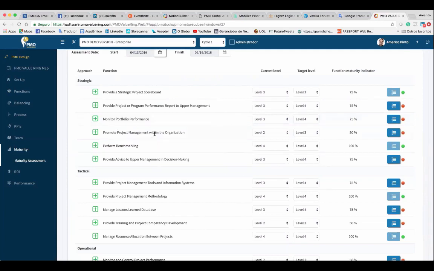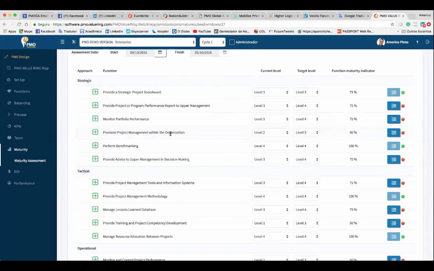Promote project management within the organization. It's something strategic by definition because you are dealing with all levels of the organization. Benchmarking is also strategic because you are trying to evolve your organization as a whole. So that was the idea. We classified functions considering this approach, okay? It was our decision. The second possibility is a tactical function.